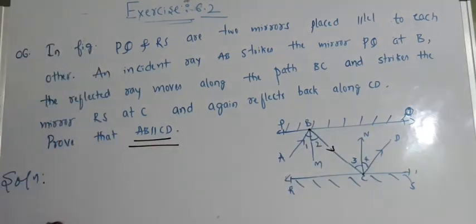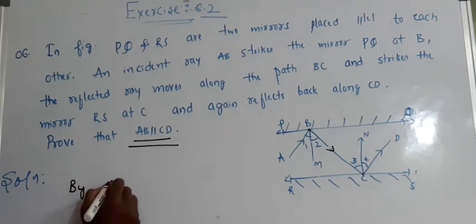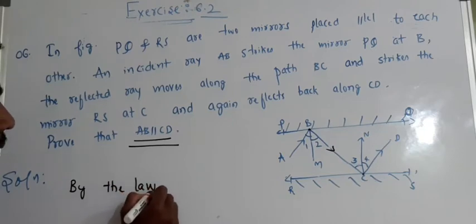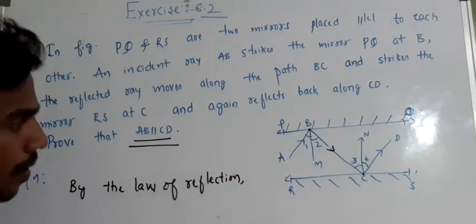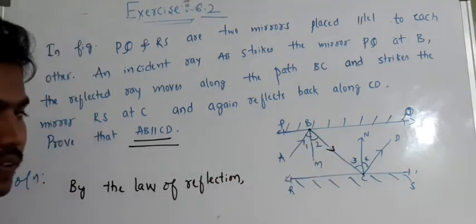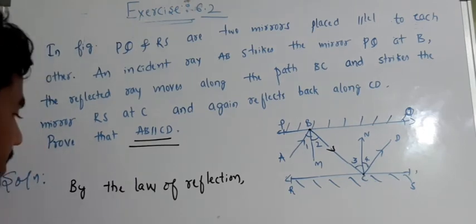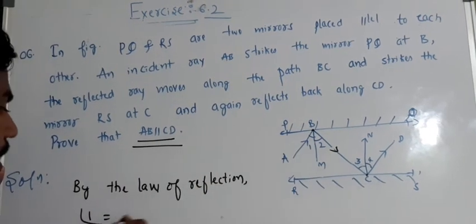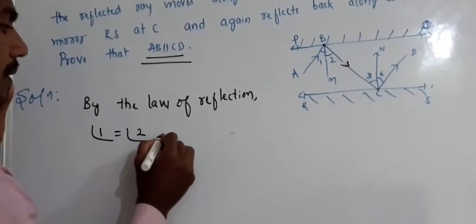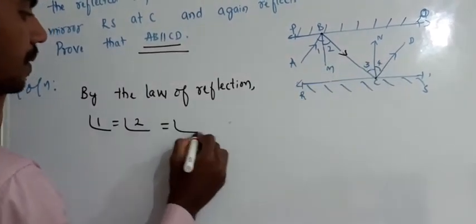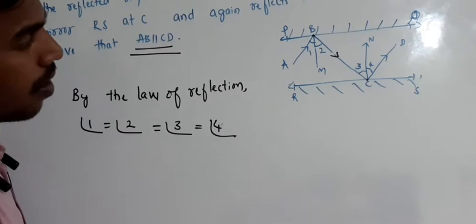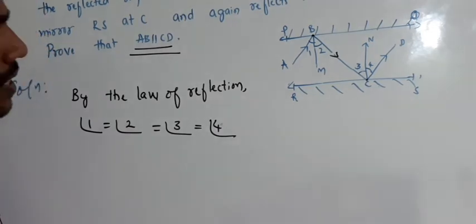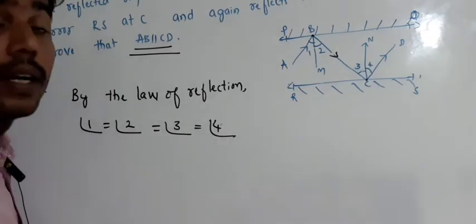See, by the law of reflection, what do we have? Angle of incidence is equal to angle of reflection. That is, angle 1 is equal to angle 2, which is equal to angle 3, which is equal to angle 4. From where did we get this? We got it through the law of reflection. Angle of incidence is equal to angle of reflection.